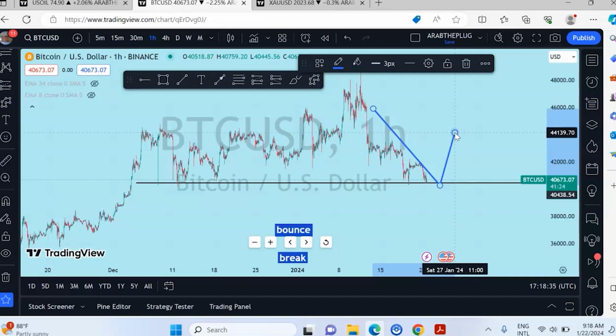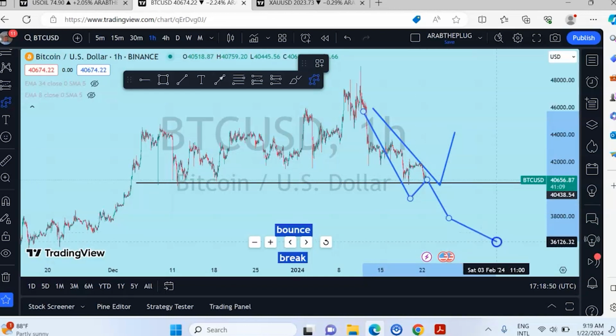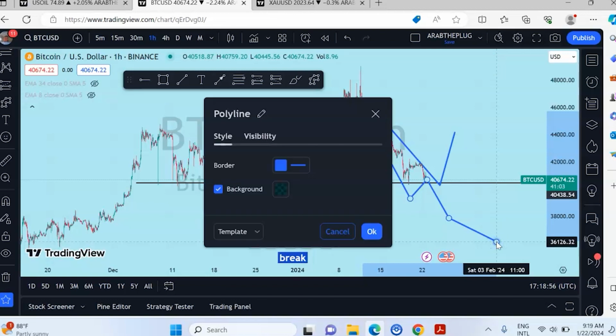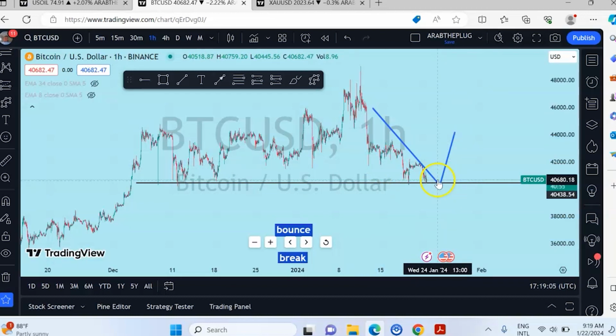How do you know when it's going to bounce? It's part of the things I will talk about in the coming video, so stick around. The second thing we trade is the break. Sometimes the price will come to the support, break it, and start going down. How do you know if it's going to break? It's also something I'll talk about in the coming video. So when you are trading support and resistance, you either trade the break of support and resistance or you trade the bounce of support and resistance.